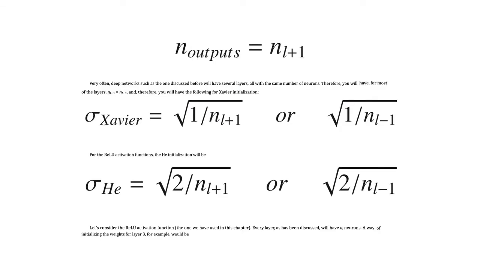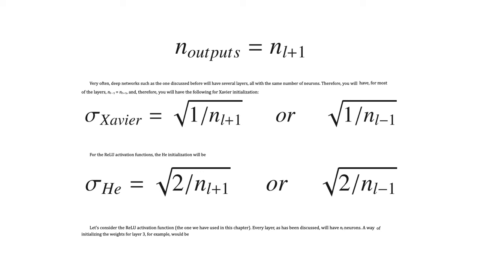Very often, deep networks such as the one discussed before will have several layers, all with the same number of neurons. Therefore, you will have, for most of the layers, N(L-1) equals N(L+1), and, therefore, you will have the following for Xavier initialization. For the ReLU activation function, the He initialization will be as follows. Let's consider the ReLU activation function, the one we have used in this chapter. Every layer, as has been discussed, will have NL neurons.